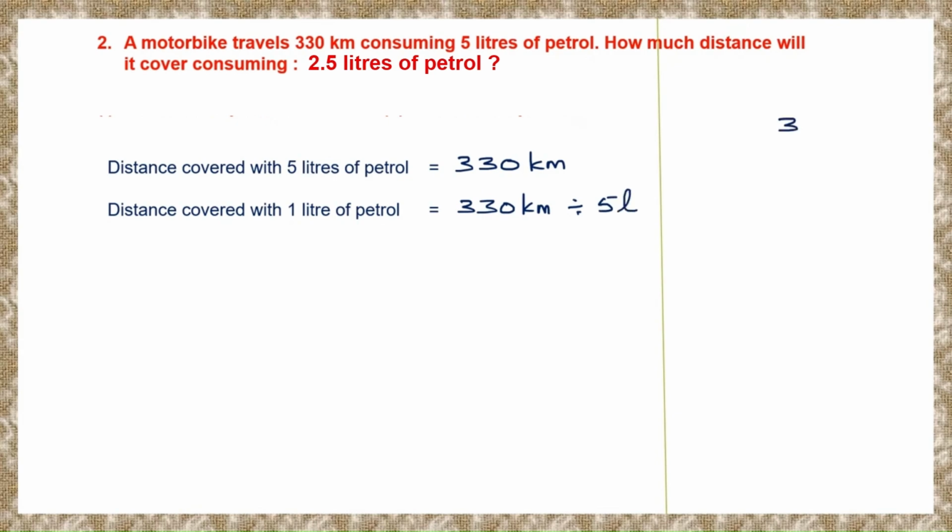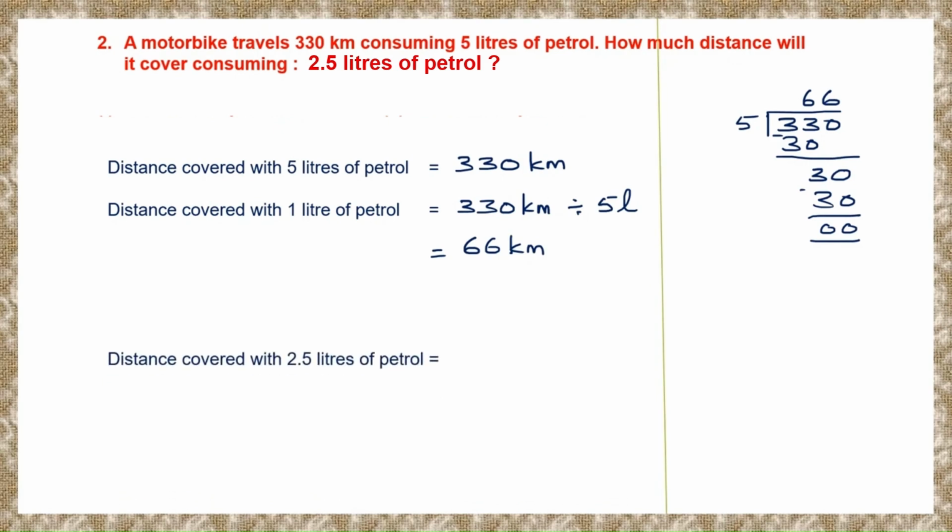So let's divide this. 330 divided by 5. 33 we have there. So 5 sixes are 30, minus. Again I bring down 3 and I have 30 there again. So 5 sixes are 30. So minus. So we have found the distance that can be covered with 1 liter of petrol is 66 kilometers. Now we have to find the distance covered with 2.5 liters of petrol. So with 1 liter of petrol, you can cover 66 kilometers. So 2.5 will be 66 into 2.5 liters.